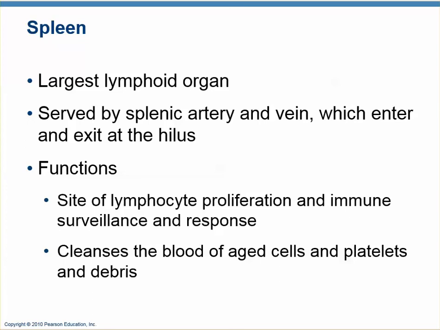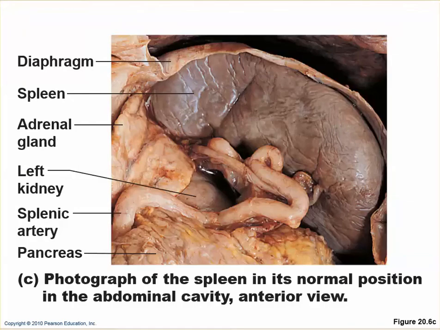The splenic artery brings blood to the spleen. There's a splenic vein that drains it. There's a hilus. It's the same thing. This is a place where lymphocytes look at what's in the blood. So there's surveillance. This is where the response is. This is where the blood's cleaned of debris, of old cells, of old platelets, things like that. Photograph of the spleen.